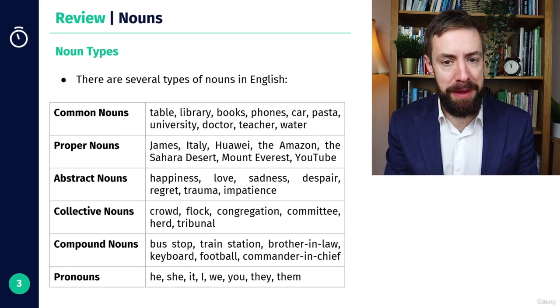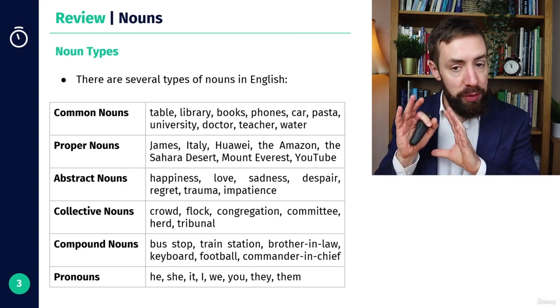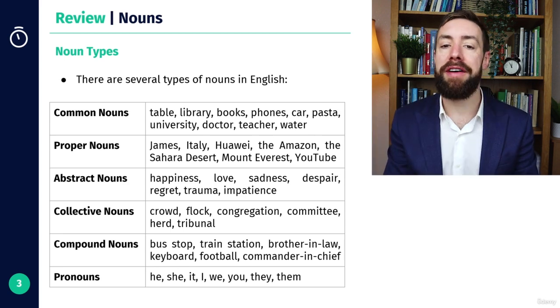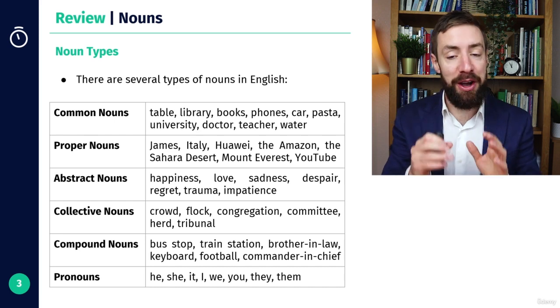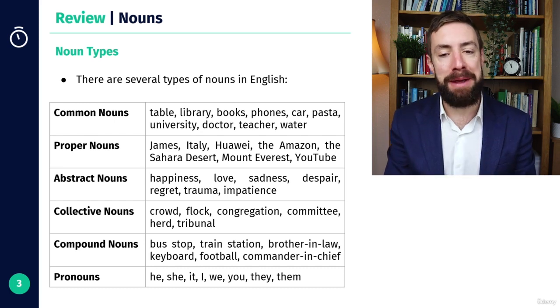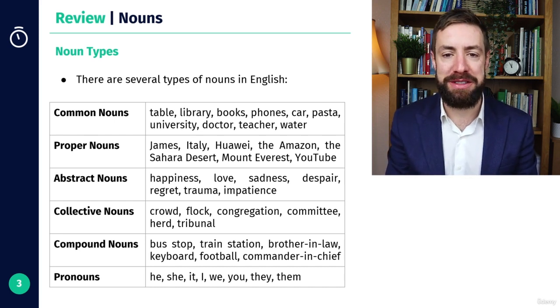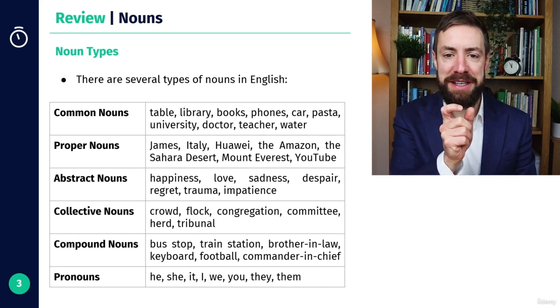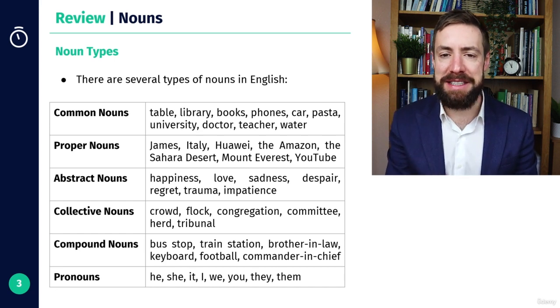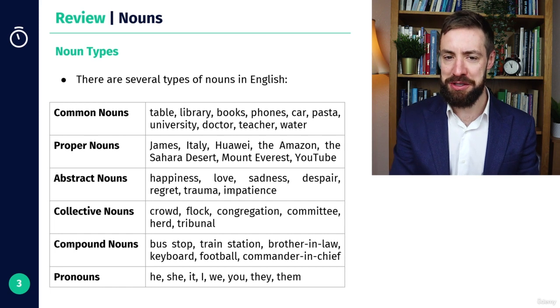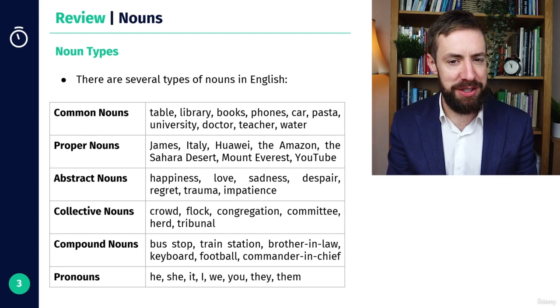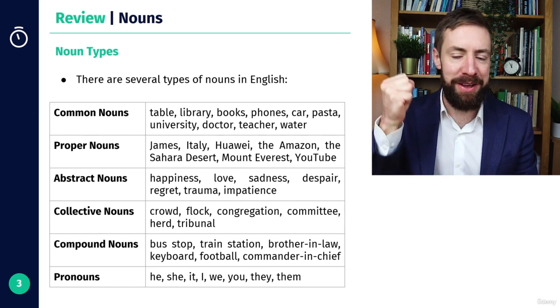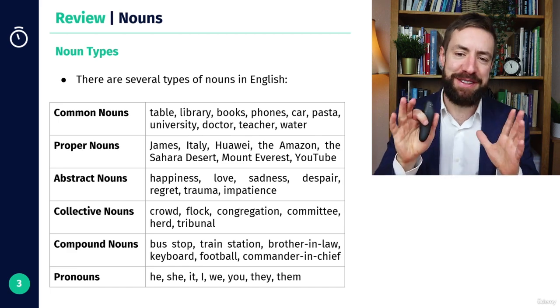For example, let me give you a little question. Do you know what the word is for a group of owls? A group of owls is called a parliament of owls. So parliament is the collective noun. And what about crows? A group of crows is called a murder of crows. Collective nouns are very fun.